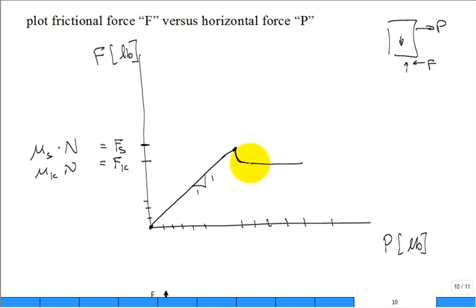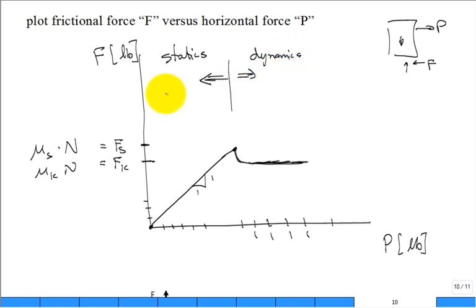And now what's happening out here? Our P is getting larger and larger, but our frictional force remains constant at Fk. It's our kinetic frictional force. And this is the split. Here is statics. Here is dynamics. This is this class. I can't spell nothing. CLASS. And then this is the next class.